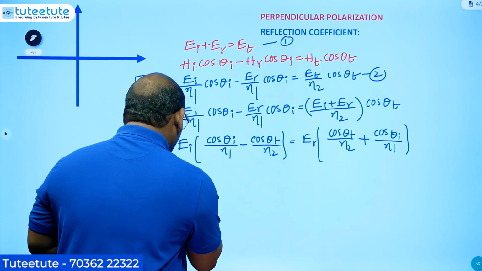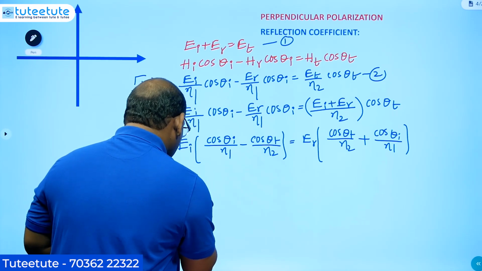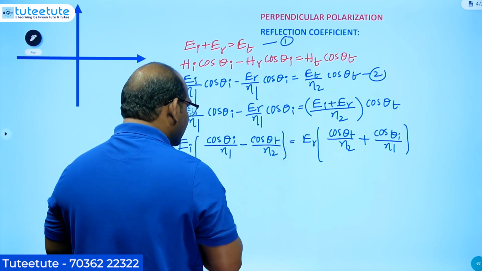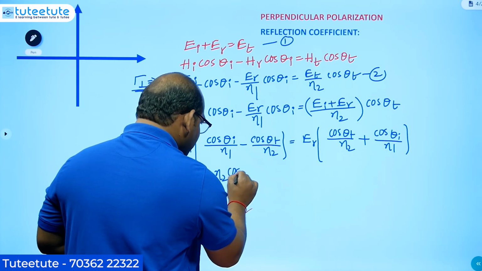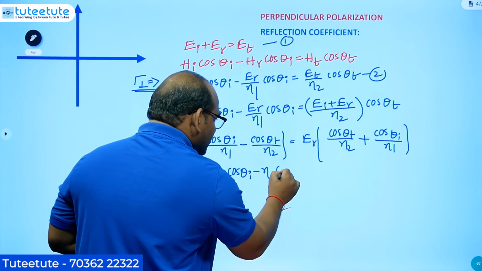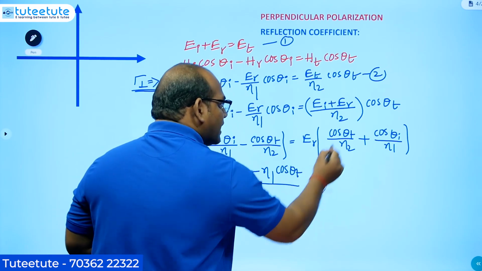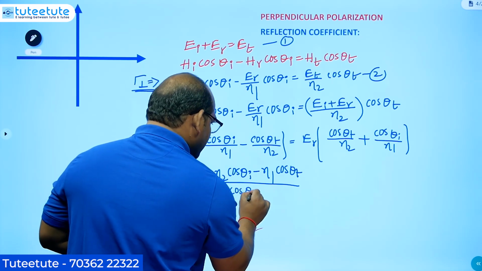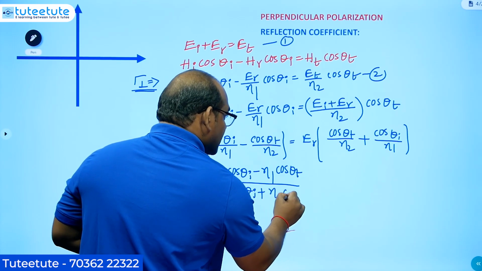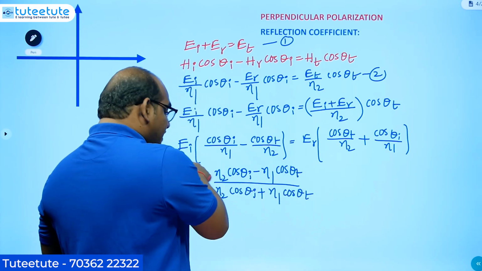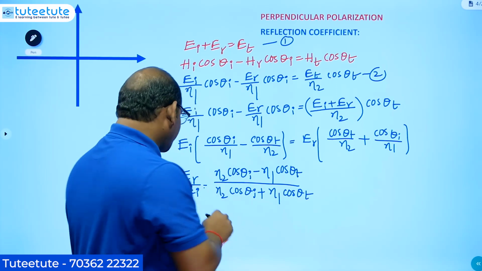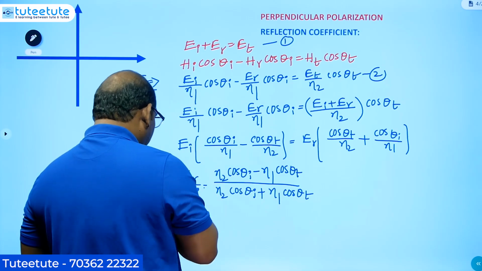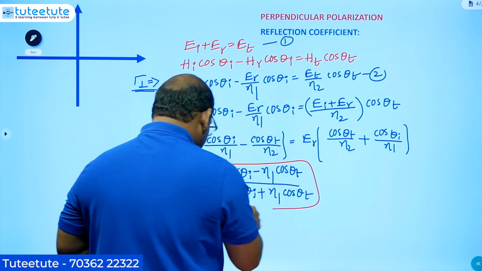Both will be cancelled. So we can write ER by EI is equal to, sending EI here, the numerator we get is eta 2 cos theta I minus eta 1 cos theta T, by eta 2 cos theta I plus eta 1 cos theta T. We have defined this ER by EI as the reflection coefficient. We have defined this one for the perpendicular polarization, that's why gamma perpendicular. So this is the reflection coefficient we got.